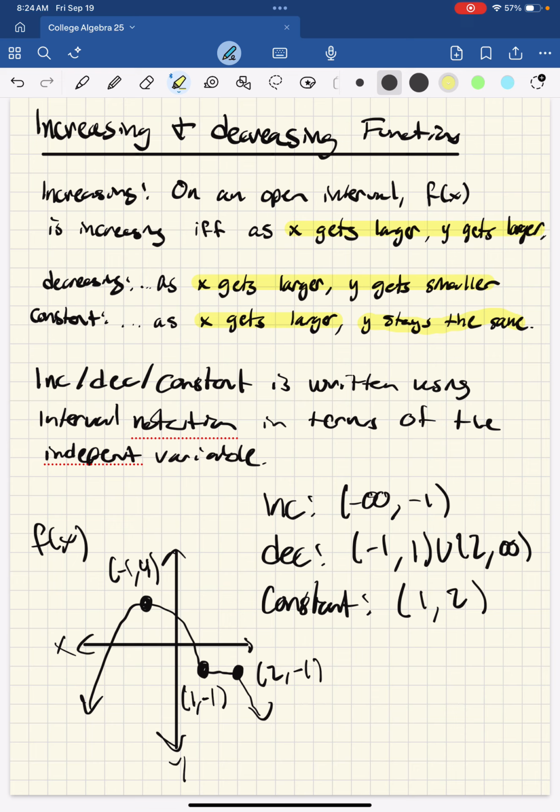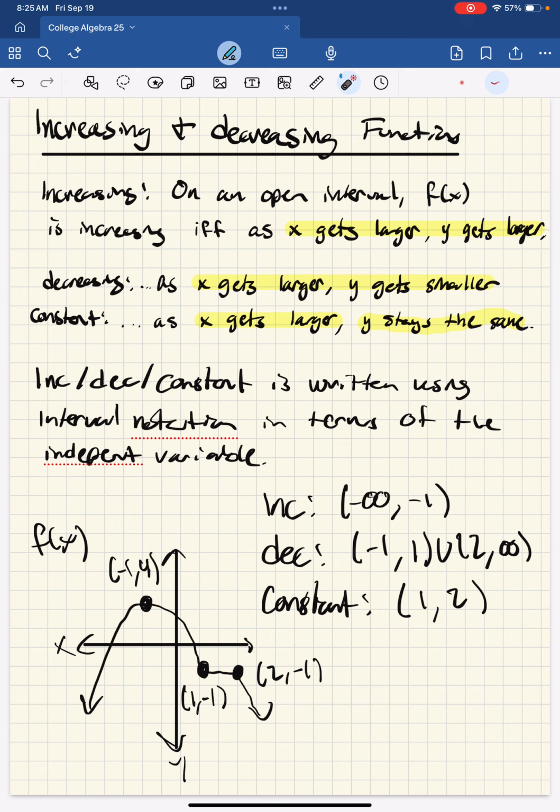And then make sure you understand that we read math from left to right. And so increasing, decreasing, and constant is written in terms of the independent variable. So as x goes from negative infinity to positive infinity, we are describing whether we are walking uphill, sliding downhill, or walking on flat ground.